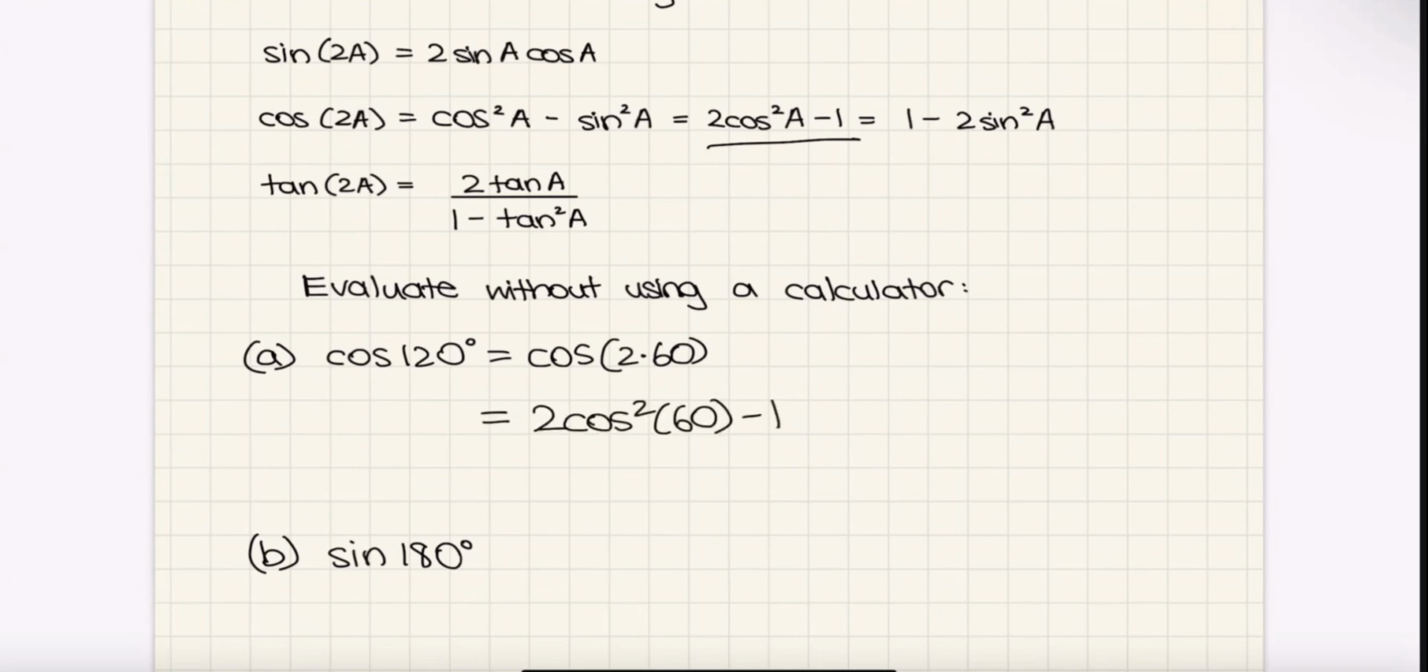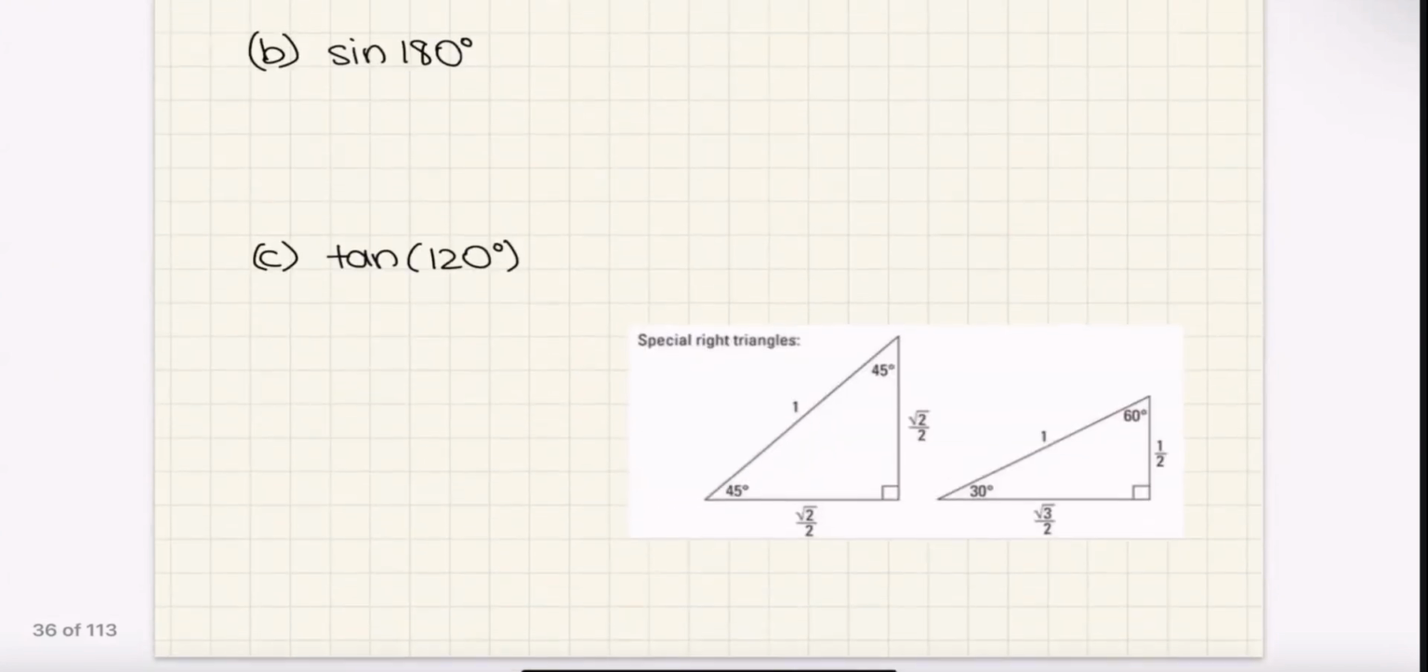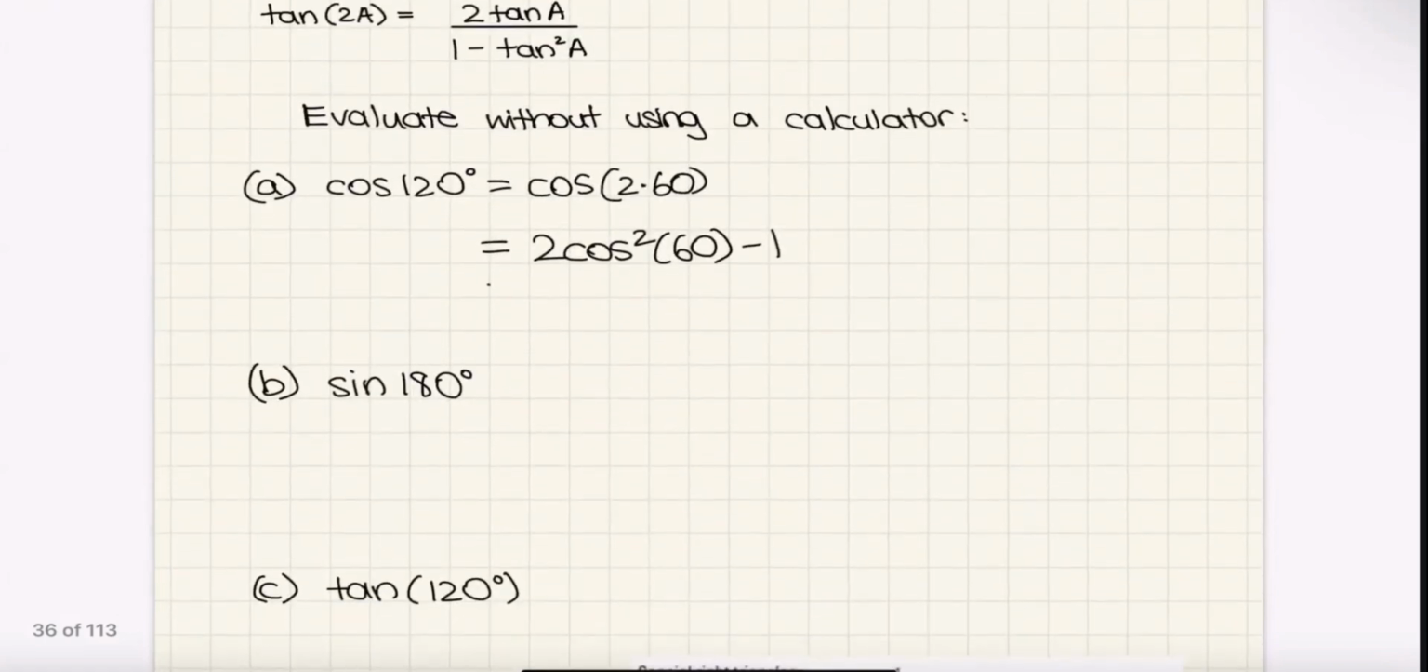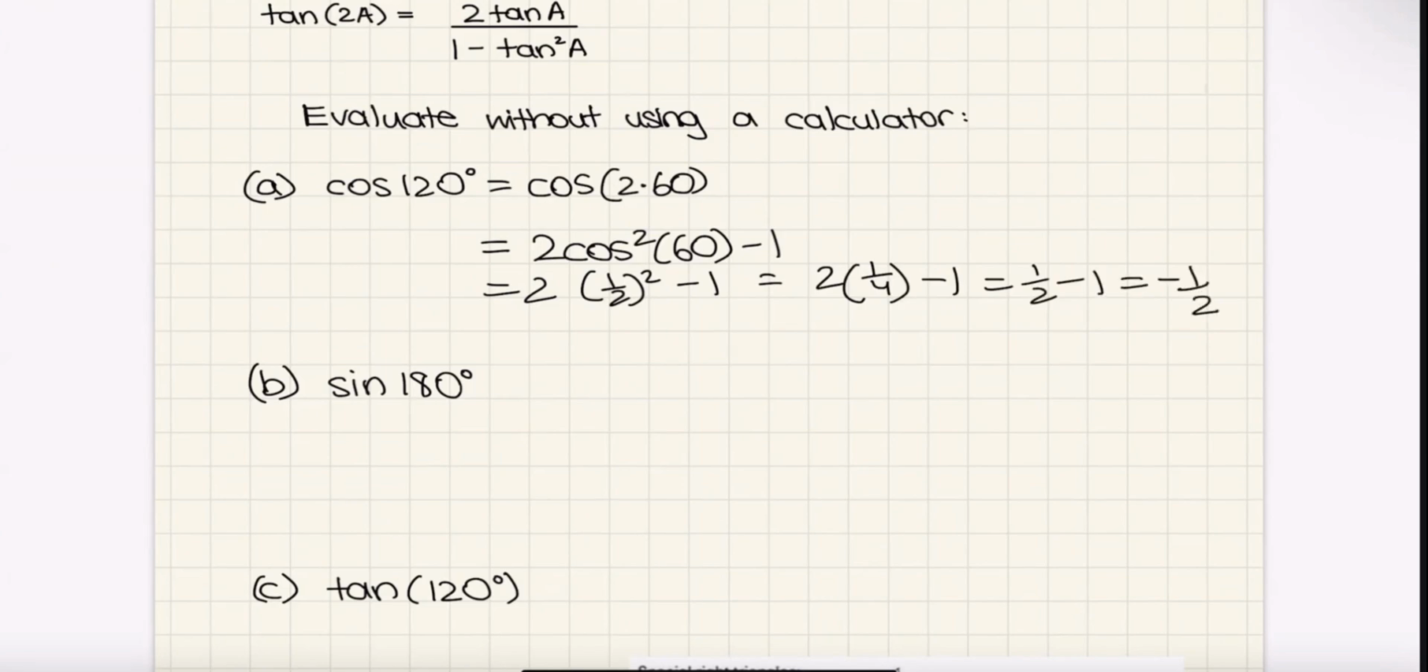Now, what is cosine of 60? Well, let's review with our special triangle to find out. Cosine of 60 is adjacent over hypotenuse with respect to 60, and that's going to be 1/2. So therefore, this is going to be equal to 2 times 1/2 squared minus 1, which is equal to 2 times 1/4 minus 1, which is going to be 1/2 minus 1, which is equal to negative 1/2. So therefore, the answer is negative 1/2.